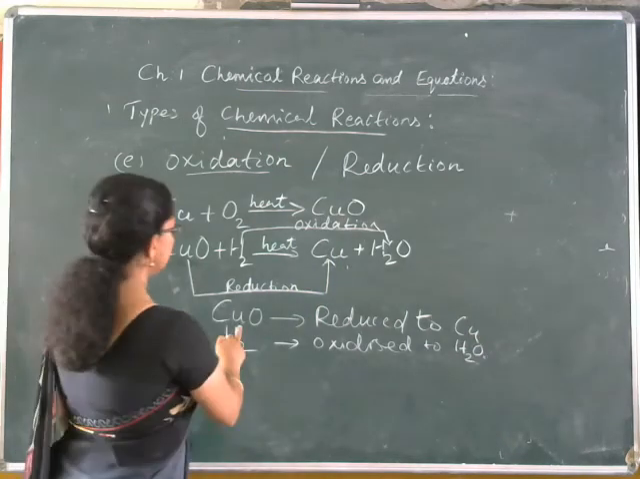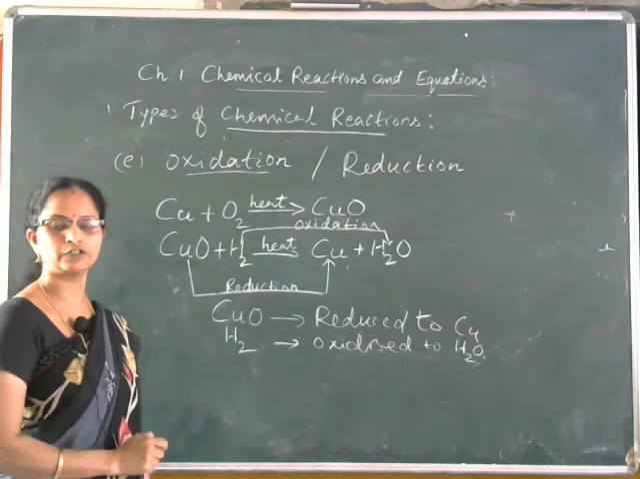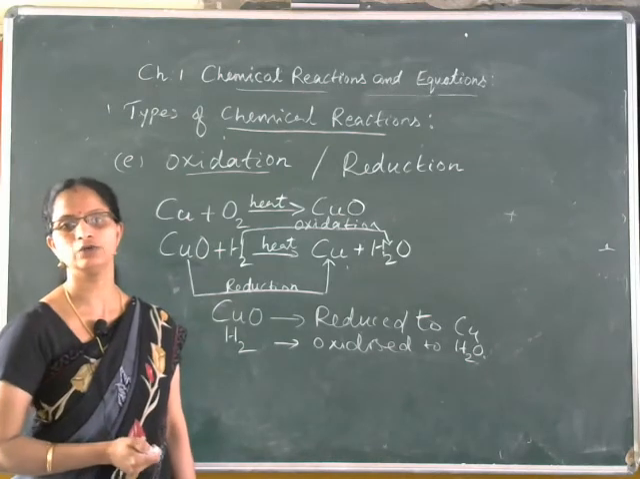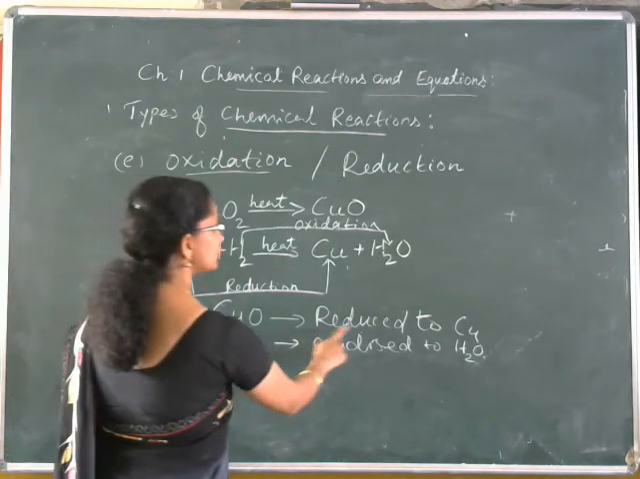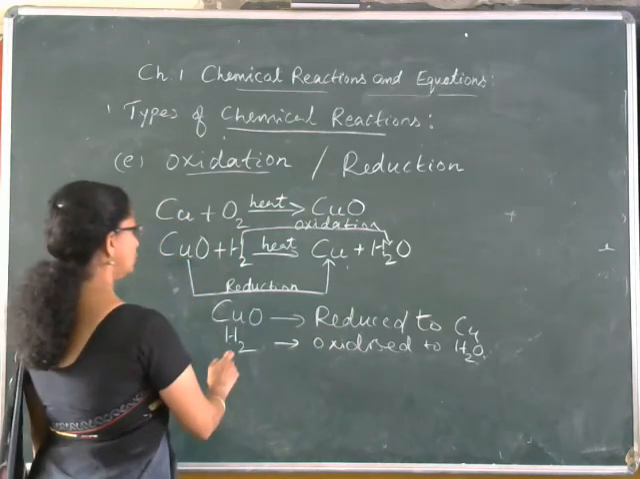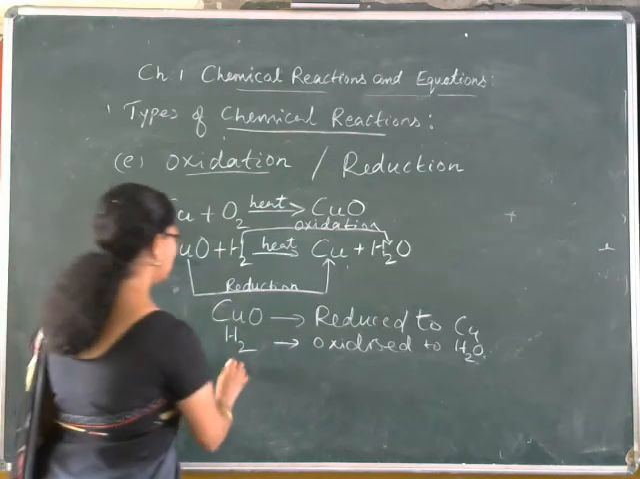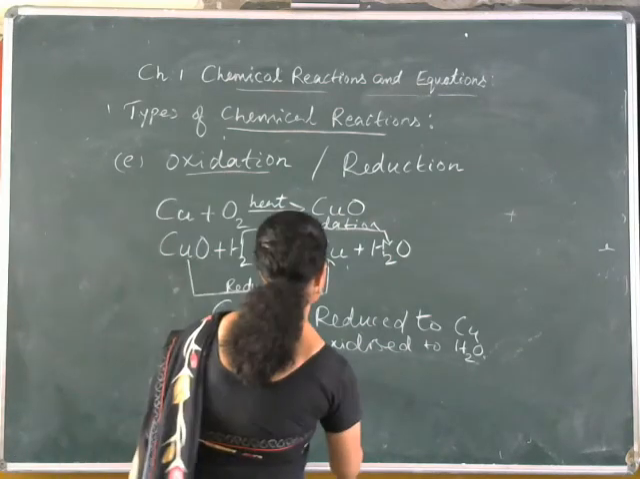The substance that helps in oxidation is known as the oxidizing agent, and the substance that helps in reduction is known as the reducing agent. So here copper oxide is reduced. Copper oxide helped hydrogen to become oxidized, and now we can say that copper oxide is the oxidizing agent.